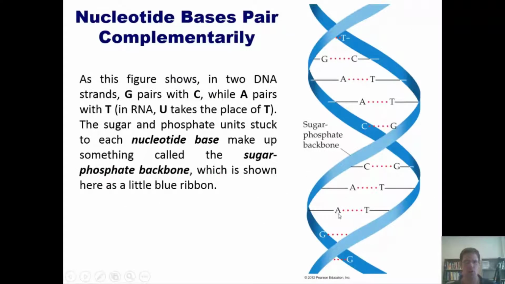Now, as this figure shows, in 2 DNA strands, G pairs with C, while A pairs with T. In RNA, U takes the place of T. The sugar and phosphate units stuck to each nucleotide base, which I showed you 2 slides ago, make up something called the sugar-phosphate backbone, which is depicted here using this cute little winding blue ribbon.